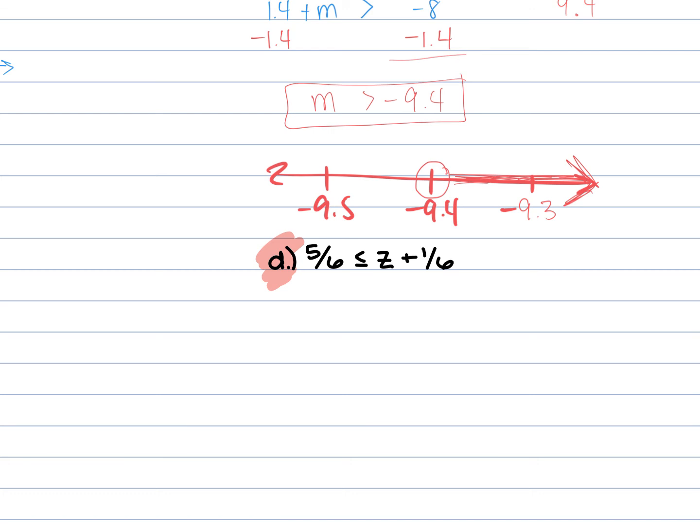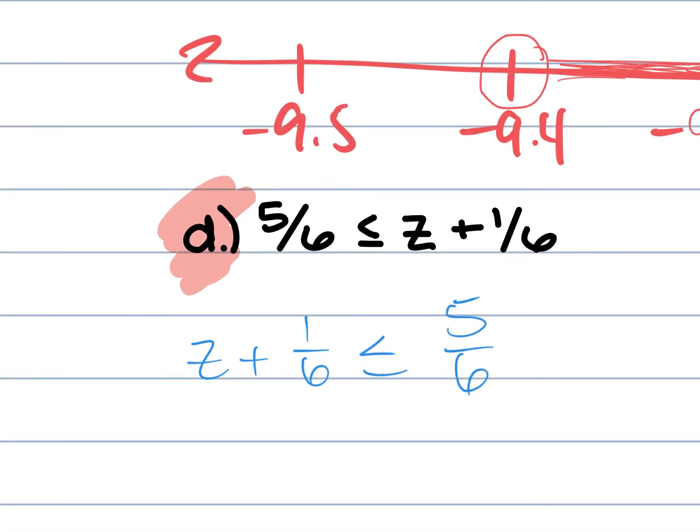All right, D. What do I do in D? First thing, Bruce, rewrite it. How do I rewrite it? Z plus 1.6 is less than or equal to 5. Close. Bruce almost reversed it the right way. What did you miss, Bruce? Good. What does it need to say? Greater than or equal to. Are we clear on that?